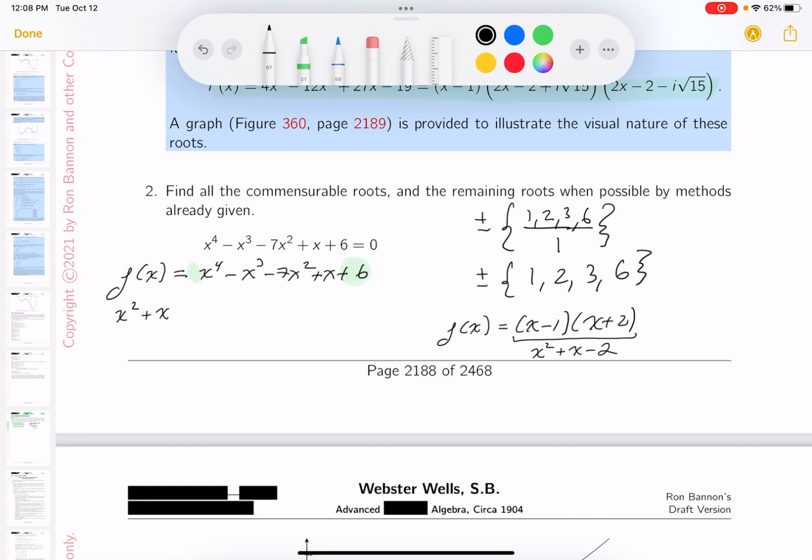Now, when I say it's going to be nice, provided I don't make any errors, it's going to be nice. If I'm making errors, it's not going to be nice. What do you mean by nice? 0 remainder.